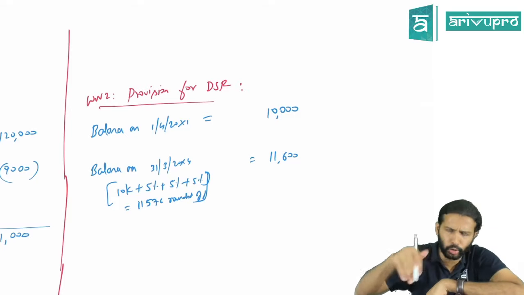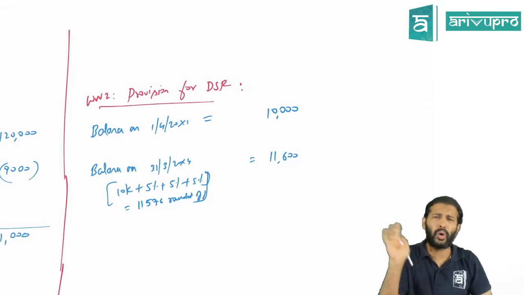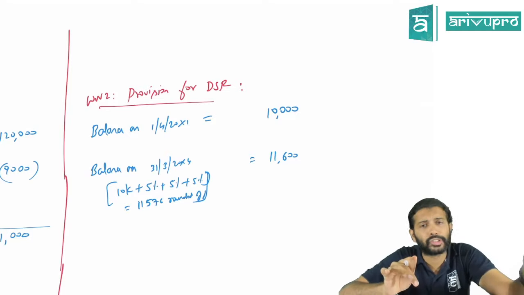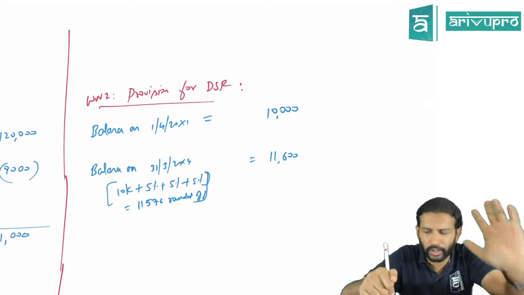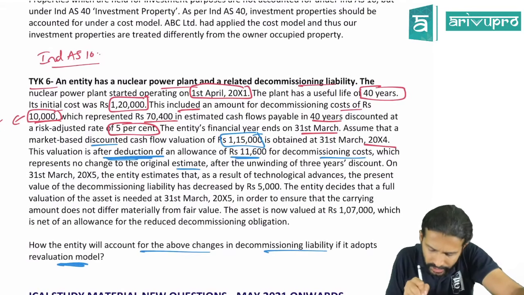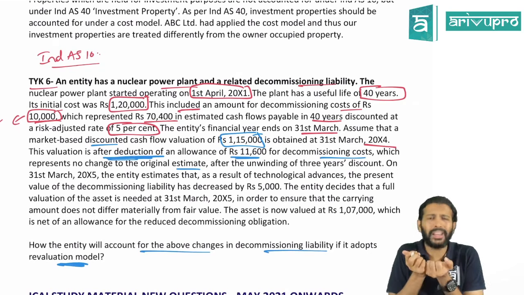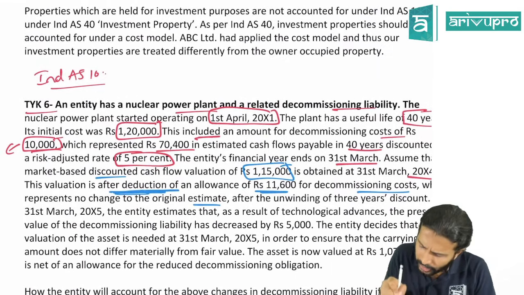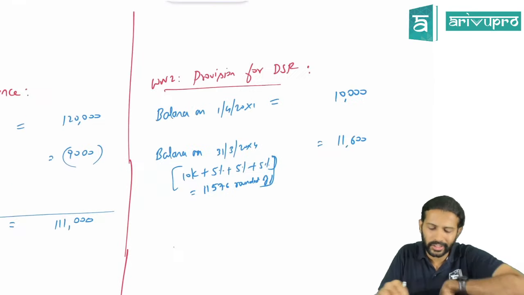Either they can continue to show this asset at the cost model, meaning go on depreciating this asset and go on showing it. That's the normal one we have done. Or if the entity chooses, they can show the PPE at fair value. That is your revaluation model. And in this question, the company is saying they are adopting the revaluation model. Meaning the company wants to show the asset at market value, and the market value they are saying is 1,15,000. Okay. So let's see what has happened over here.